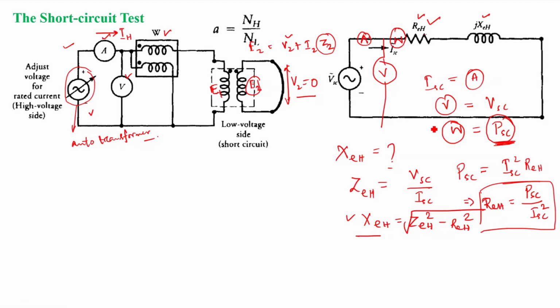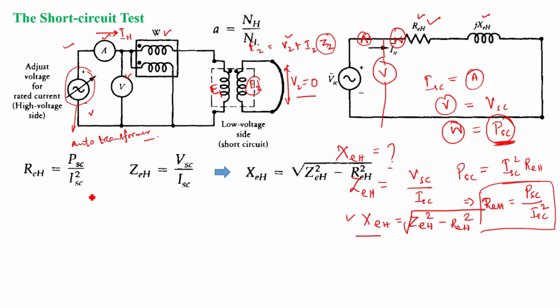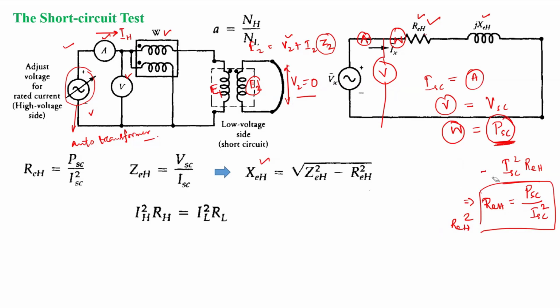So now we have found the series reactance and series resistance. Whatever you find in the high voltage circuit, you can refer to the low voltage circuit just by multiplying by a factor of a square or 1 by a square, whichever is required. Referring to the low voltage side, it will be divided by a square, right? So this is what I told: REH is PSC by ISC square, ZEH is VSC by ISC, and XEH is the square root of ZEH square minus REH square. Again, we have found the equivalent parameters.